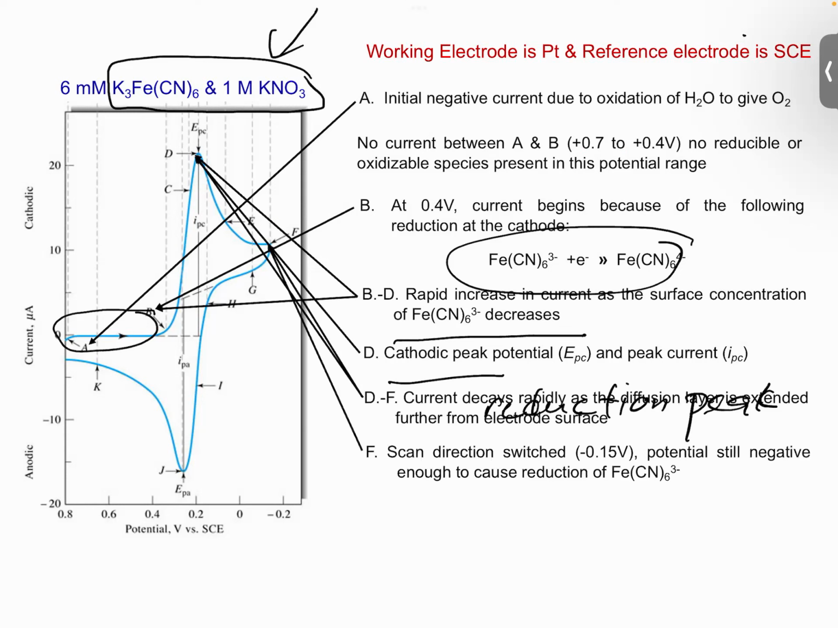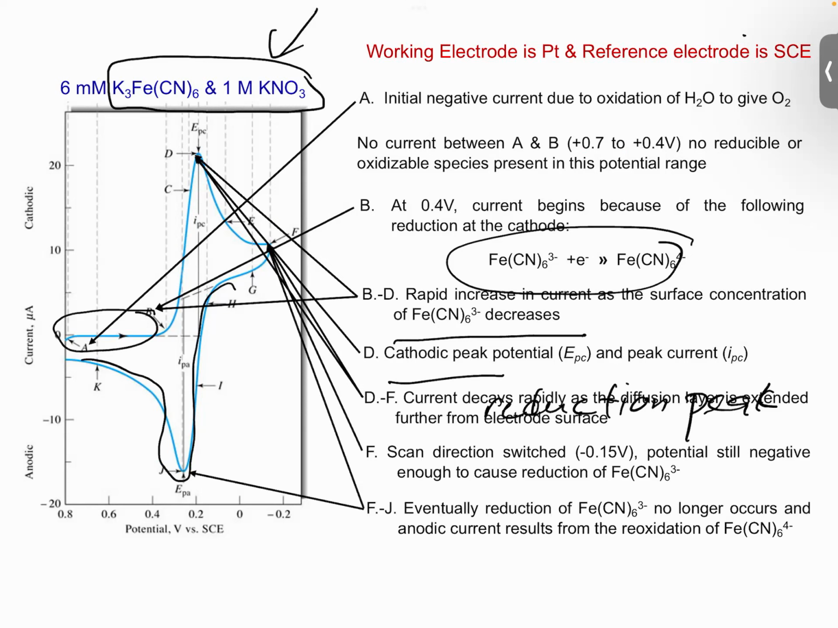All right, and then the scan direction switches, and then it goes to oxidation as well. So reduction is the cathodic peak, and oxidation is called the anodic peak. So this one is the anodic peak, referring to the oxidation of the potassium ferrocyanide just now. Yeah? Okay.